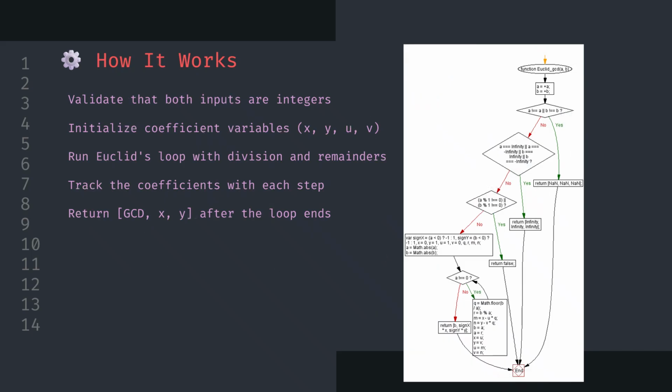The process follows 5 logical steps. We check for bad input first, then we set up a few variables that will evolve as we loop through Euclid's method. Each iteration reduces the problem while adjusting the coefficients. And then once the remainder hits 0, we know the GCD, and the current coefficients satisfy the equation a times x plus b times y is equal to the GCD. This structure is elegant and super efficient.